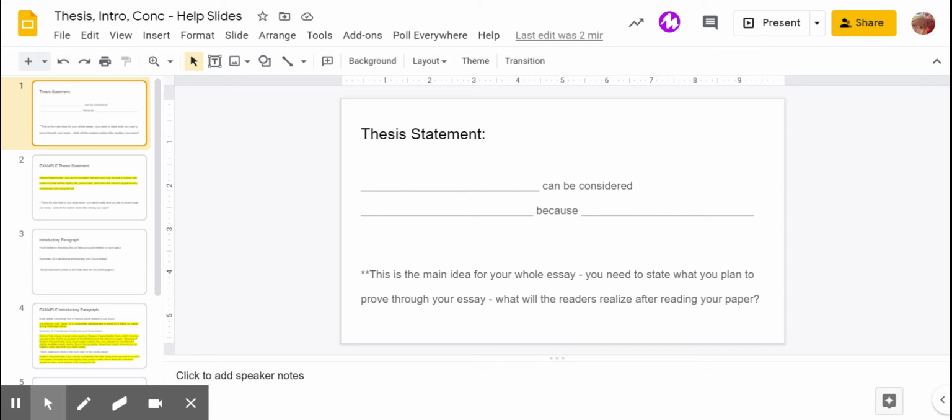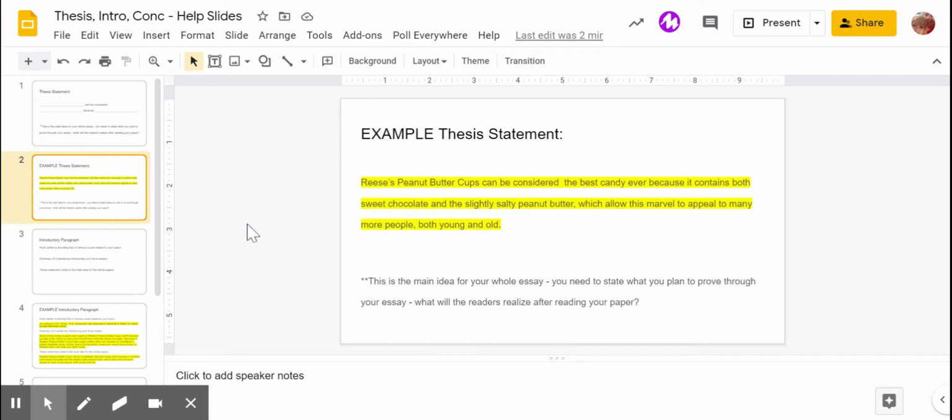So maybe you would say something along the lines of Adolf Hitler can be considered both a genius and a monster because, and then you would list your reasons why. So let me show you an example real quick. So Reese's peanut butter cups can be considered the best candy ever. All right. So can be considered right there in the middle, the best candy ever because.